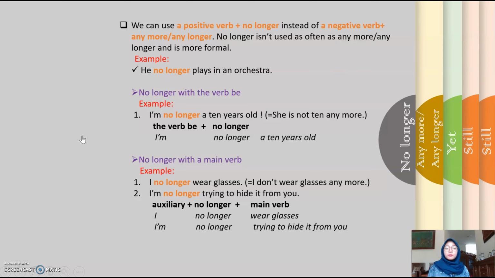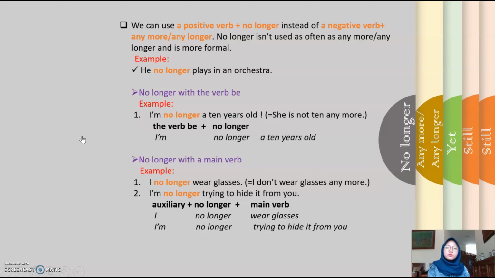No longer with the verb be. Example, I'm no longer 10 years old. The meaning is she is not 10 anymore. In this case, we put no longer after the verb be. No longer with a main verb. Example, I no longer wear glasses. I'm no longer trying to hide it from you. In this case, we put no longer before the main verb.